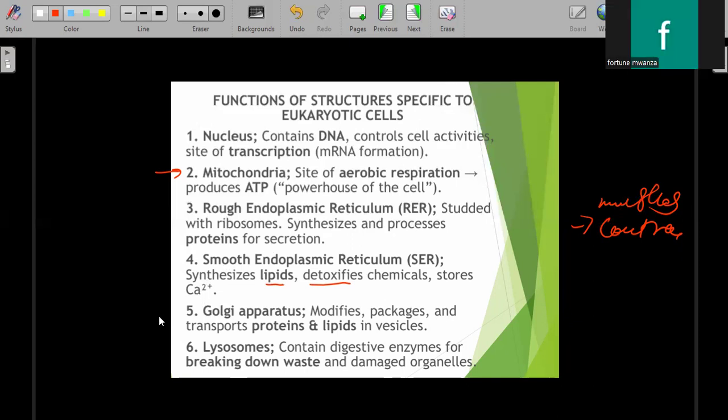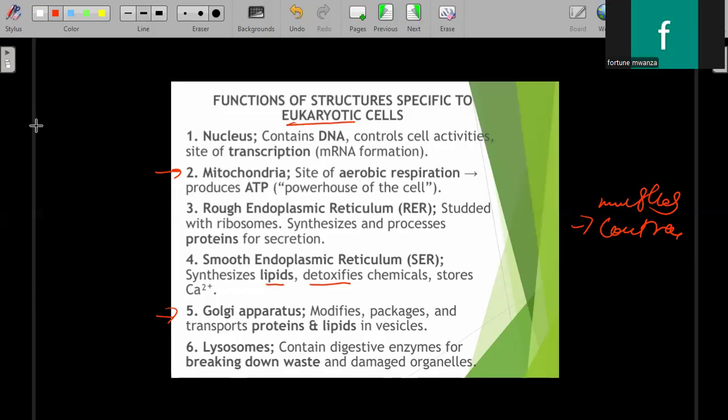You also have the Golgi apparatus, which is involved in modification and packaging of your synthesized proteins and lipids. That's the function of the Golgi apparatus. You also have lysosomes, which contain digestive enzymes. They break down waste and also damaged organelles. Remember, these parts of a cell are only found in a eukaryotic cell.